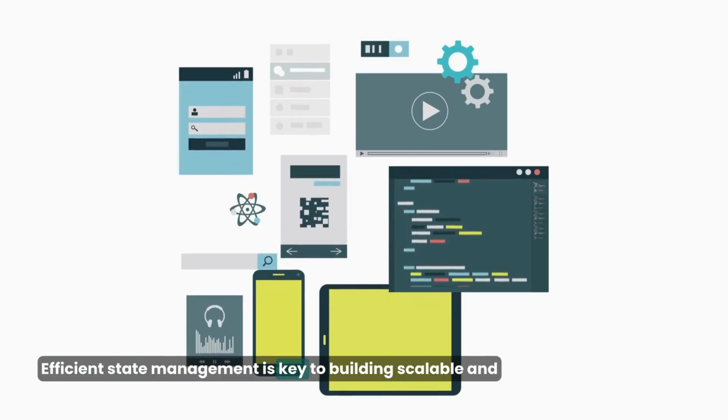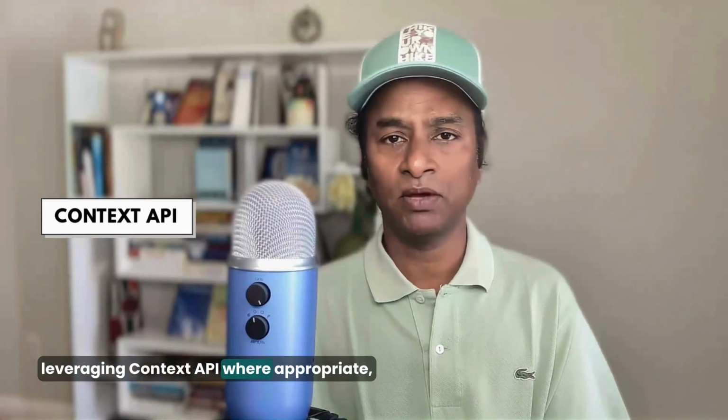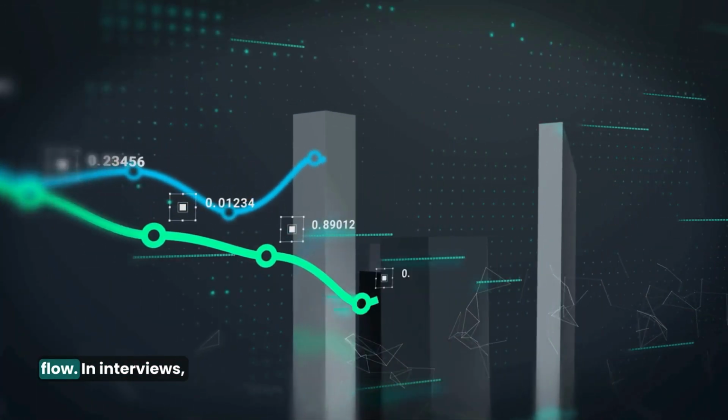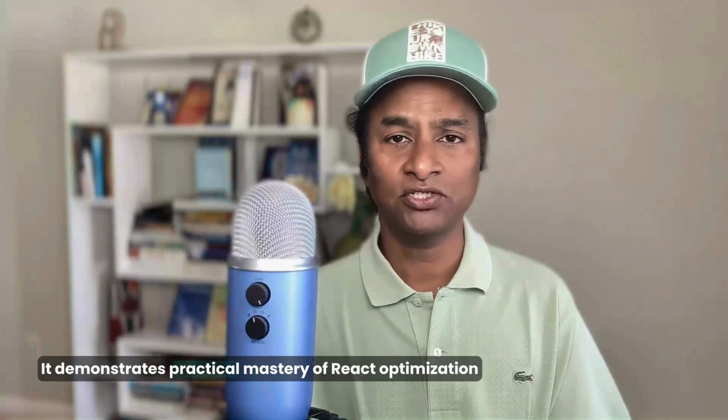Efficient state management is key to building scalable and responsive React applications. By using local state wisely and leveraging Context API where appropriate, you minimize unnecessary re-renders and simplify data flow. In interviews, be ready to share real-world examples of how you structured state to improve performance. It demonstrates practical mastery of React optimization techniques.